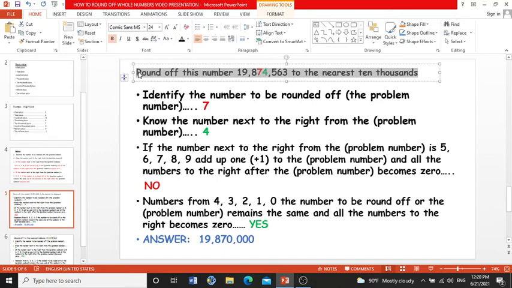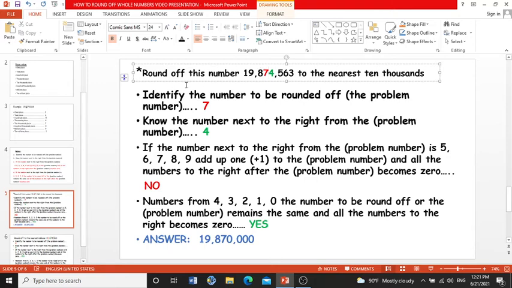So now let's go with one example. The problem is, round off this number 19,874,563 to the nearest 10,000. So that is your problem now, 10,000. See, I put it in a red color, so that's the problem. 10,000 is the place value. 7 is in the 10,000's place, see, 7.